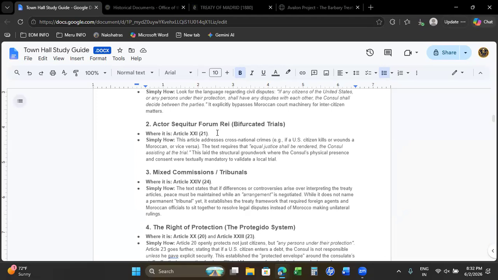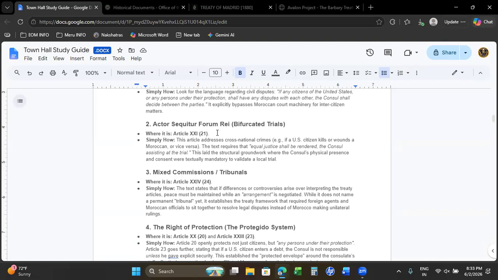So these tribunals, again, this part number three even had to break it down itself. It says, while it does not name a permanent tribunal yet, it establishes a treaty framework that required foreign agents and Moroccan officials to sit together, etc. So it basically said that this process was a process. You got to catch it, right? You got to know that in between number one and two is 1.1, 1.2, 1.3, etc. After 1.5, it starts to tilt in the other direction. You got to know where it starts to tilt. That matters. So this is what they're catching on here. All each and every intricate element.